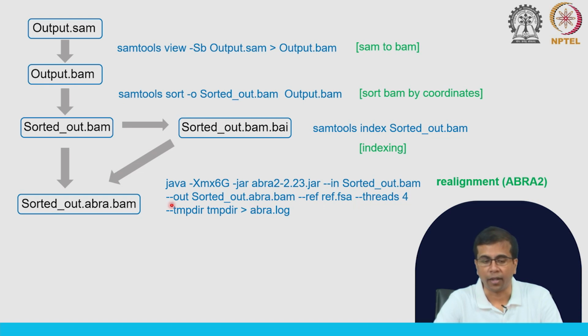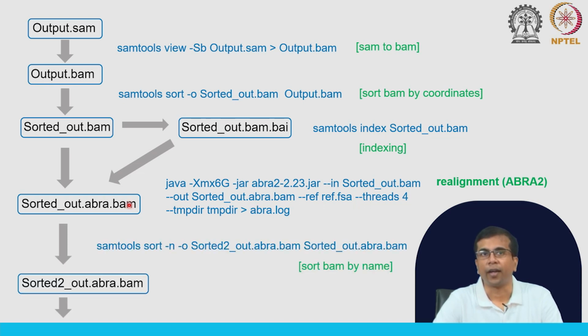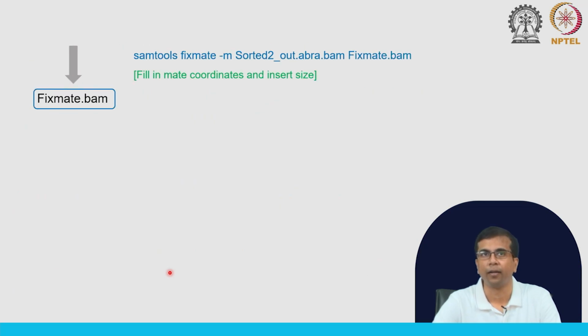Okay, so we got this file sorted out, .abrd.bam, and then we again sorted by name. These steps are actually required because of the tools that we are using. They can take data in certain formats after sorting, etc. So this one we call sorted_to_out.abrd.bam, and this sorting is by name, not just by position. That's why this -n option.